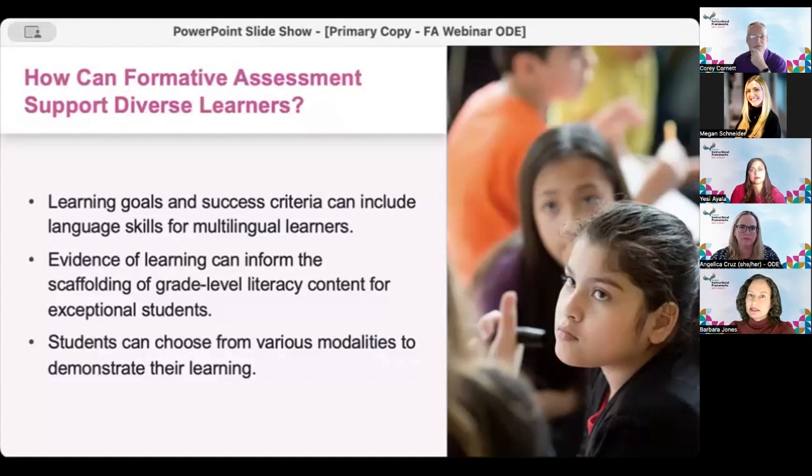And then last, students can choose from a variety of modalities to demonstrate their learning, because at times, if there's just one way to do that, it's really hard to interpret results. Maybe a student just had a struggle demonstrating their learning in that particular way. But if they can choose, then it's easier to more accurately assess where students are in their knowledge and skills. Next slide.